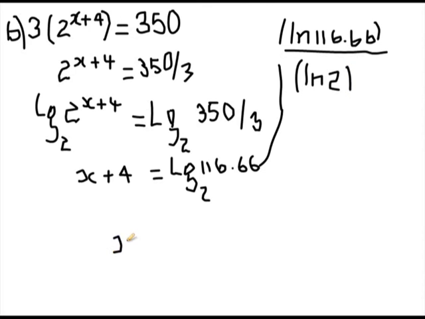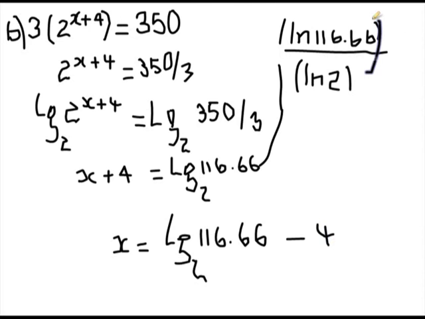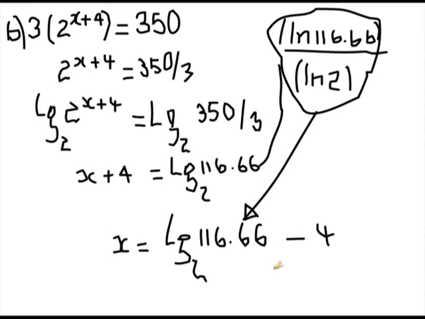And finally, x equals this value minus 4, so log base 2 of 116.66, minus 4. The value you find here, you're going to put it here and then minus 4. Okay, now let's go to the third equation.